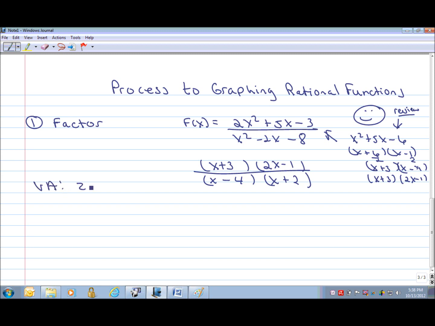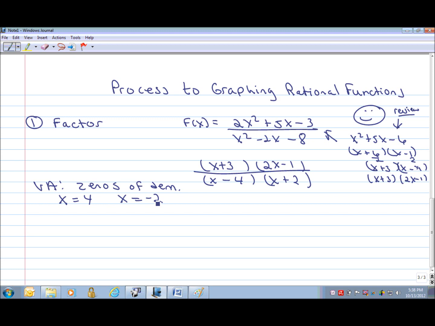by finding the zeros of your denominator, which were your restrictions, is what we called them before. So in this case, that would be x equals 4 and x equals negative 2. And those would both be your vertical asymptotes.